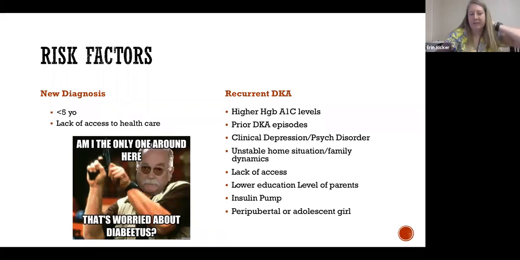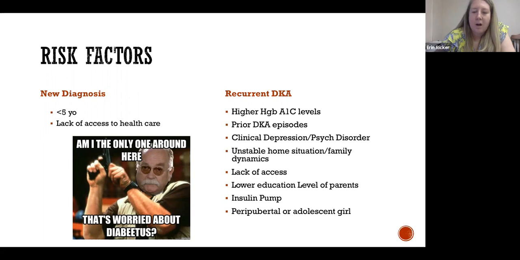Also increasing your likelihood to present in DKA is a lack of access to healthcare, which makes sense if you're not getting seen by your doctor, or if you don't have insurance and you're trying to delay, you tend to present sicker. For recurrent DKA, again, I think we can probably think of our frequent flyer patients and come up with all these.